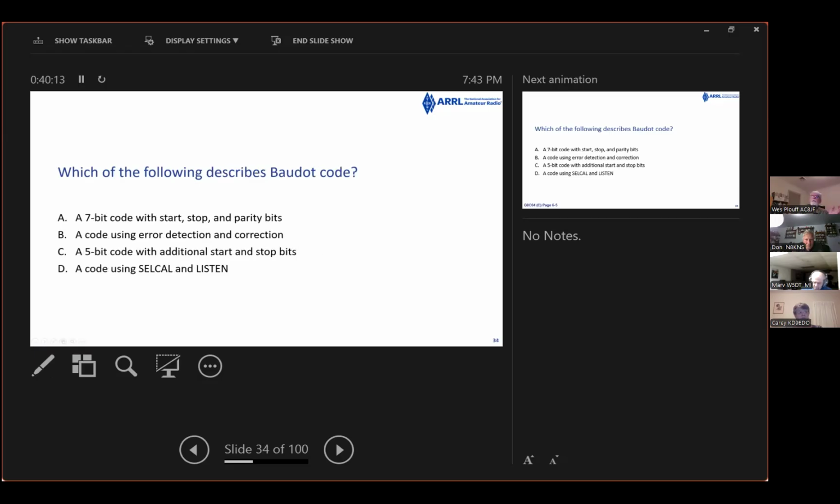All right. Which of the following describes Baudot code? A, a 7-bit code with start, stop, and parity bits. B, a code using error detection and correction. C, a 5-bit code with start and stop bits. Or D, a code using cell call and listen. C.